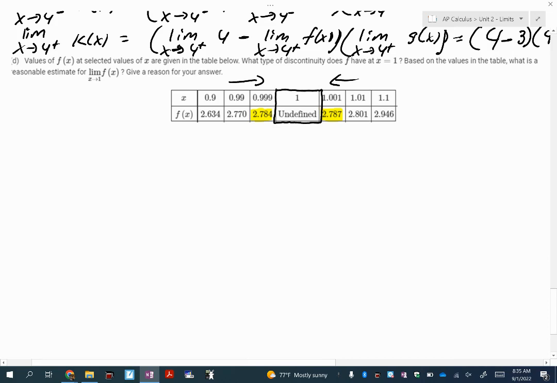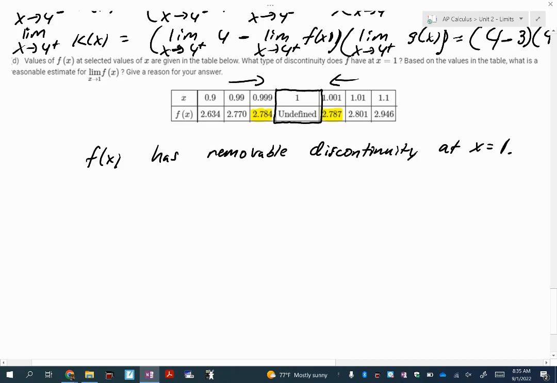So that means that because your limit is going to exist as they approach from the left and the right of 1, we're going to have a hole at 1 comma this number we're going to find in a moment. And so that means we're going to have removable discontinuity. So f of x has removable discontinuity at x equals 1.